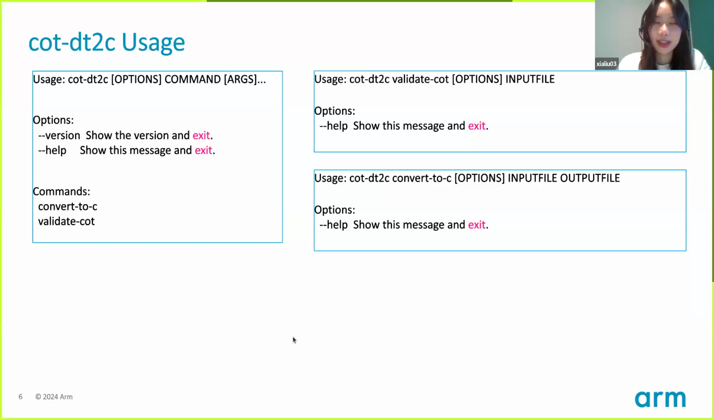The basic usage of these tools: after installation, the tool can be used by typing cot dt2c, and then it has two commands. The first command is convert to C, which does the conversion from the COT device tree to the C file. The second one is validate COT, which validates the device tree to check if it is valid or not.